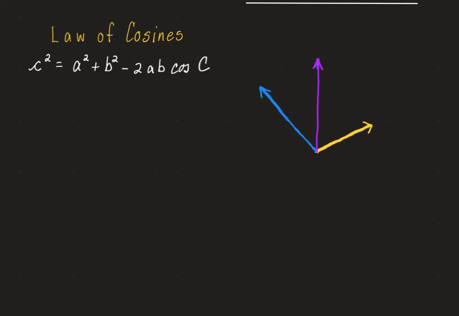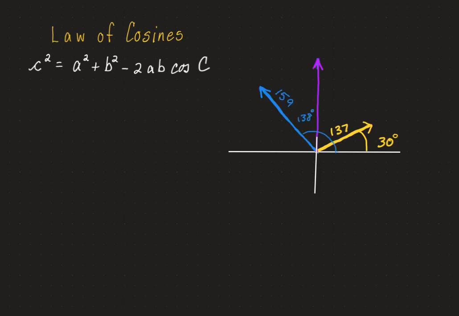All right, now I need to give you some information. First off, I'm going to simplify things for you and bring a coordinate axis right at the place where those two vectors have their tails. I'm going to tell you that the yellow vector is acting at an angle of 30 degrees, that's a standard angle, with a force of 137 pounds. I'm leaving off the units so my diagram does not get cluttered. While the blue vector has a magnitude of 159 pounds and a standard angle of 138 degrees.